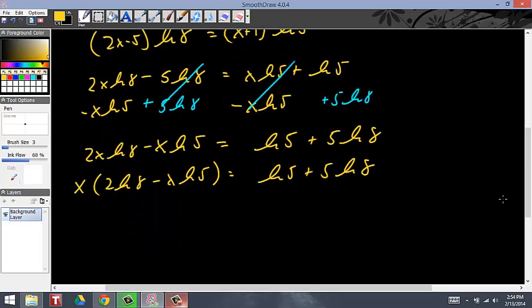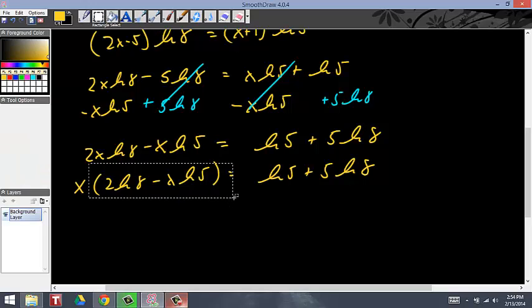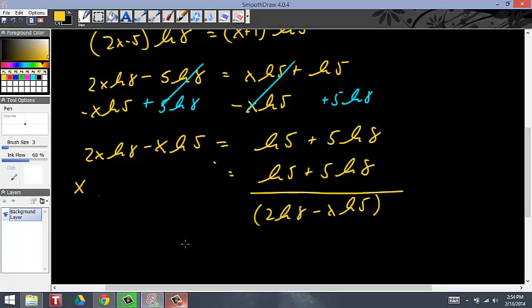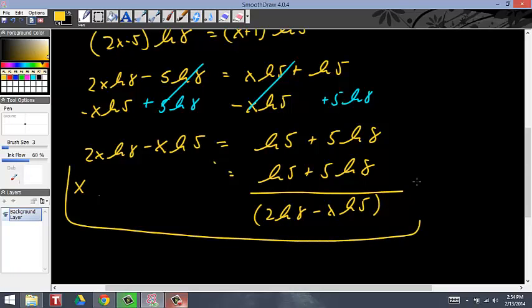How do I get x by itself? Divide by the big thing. Not going to cancel. Not going to cancel.